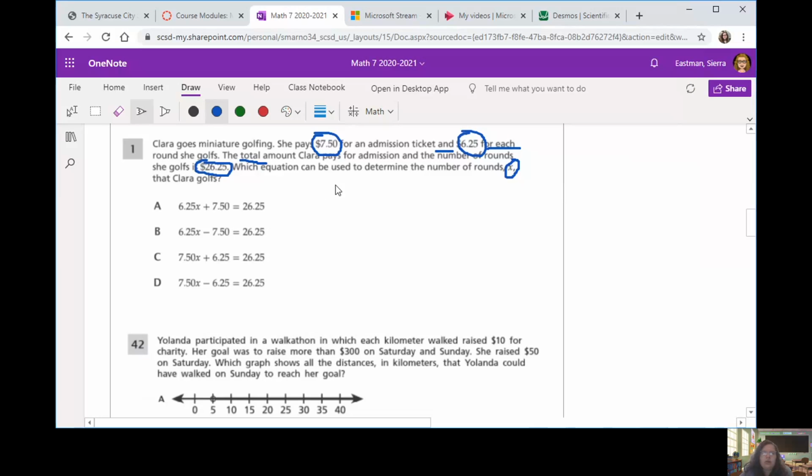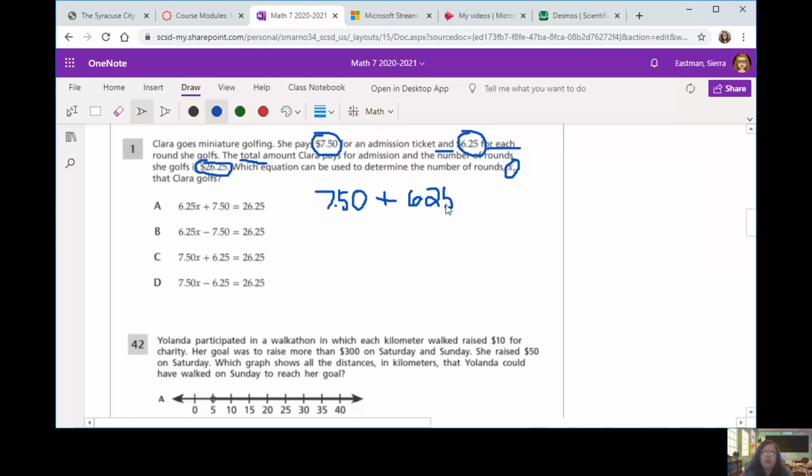Okay. We're starting with $7.50. That's how much she's paying first. And then she's paying more. That's telling me to add $6.25 for each round she golfs.